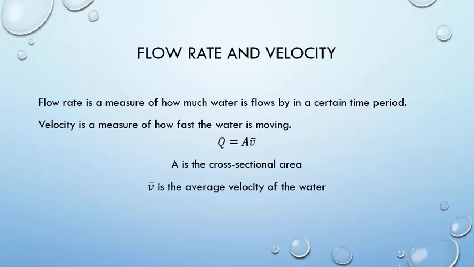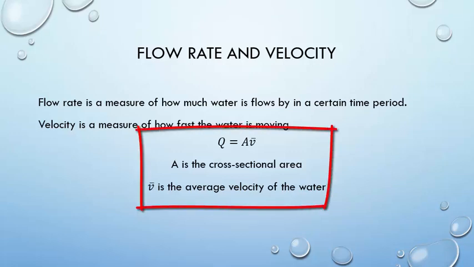So, like I said, flow rate is a measure of how much water flows by in a certain time period. And velocity and flow rate are different. Velocity is how fast the water is moving. Here's a different way to find your flow rate. If you have the velocity of the water and the cross-sectional area of the tube, then you can also find the flow rate.